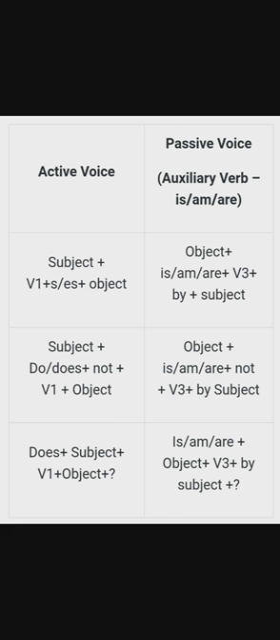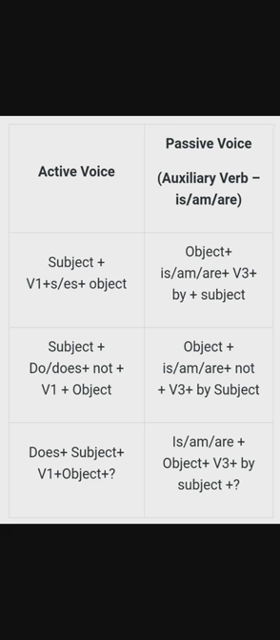Children, kindly notice that in passive voice everywhere the third form of the verb is used. So for football, the verb is play, played, played. The past participle, that is the third form of the verb, is played. So football is played, then the preposition by plus the subject. And what is the subject? Ram. I think it's clear now.